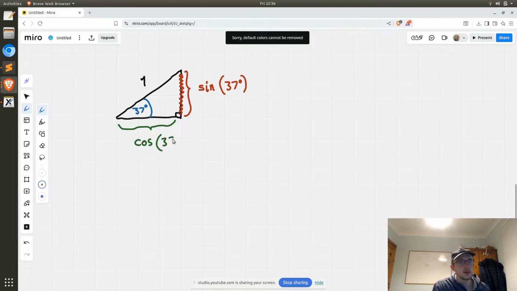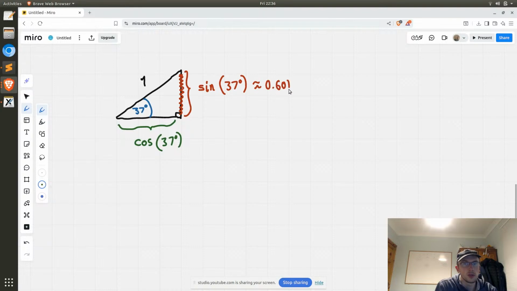Cosine, its co-worker, tells you the adjacent side. So let's establish that fact. Sine of 37 is 0.6018. And cosine of 37, obviously it's going to be bigger, is 0.7986.